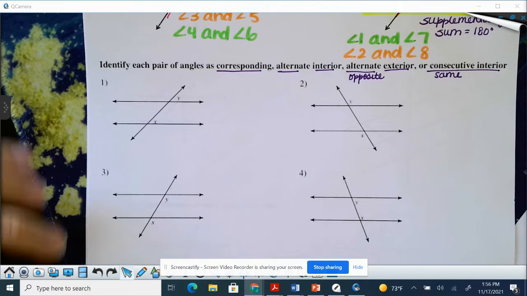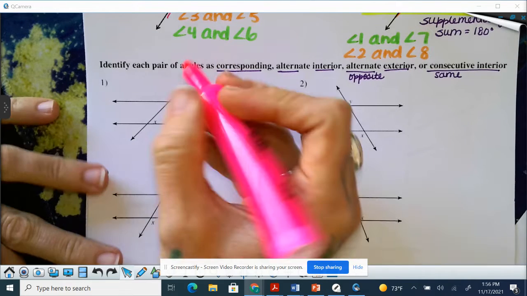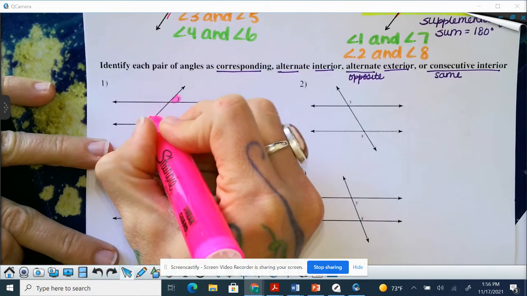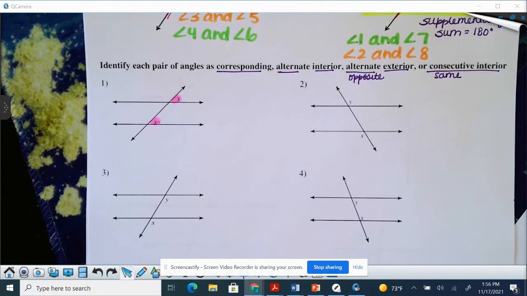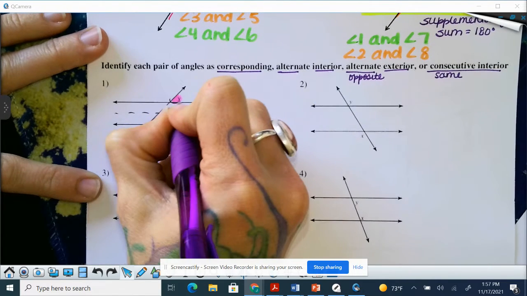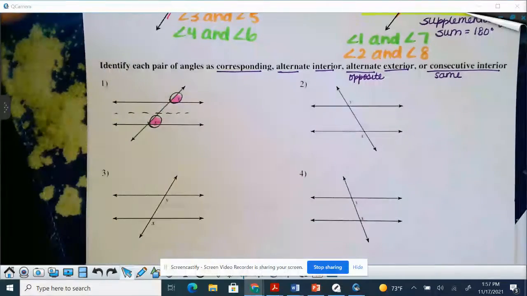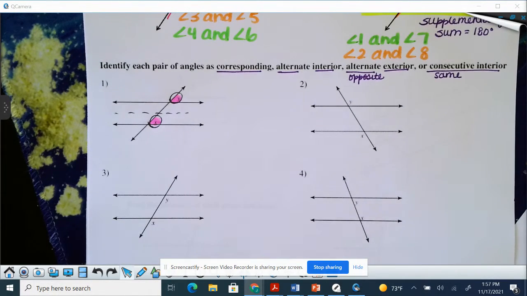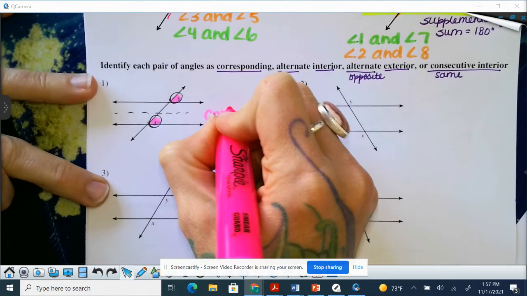So if I'm looking at number 1, I have Y and X. They're not both on the inside, they're not both on the outside, but if I did cut this guy in half right here and lay them on top of each other, Y would touch or sit on top of X. So these are corresponding angles.